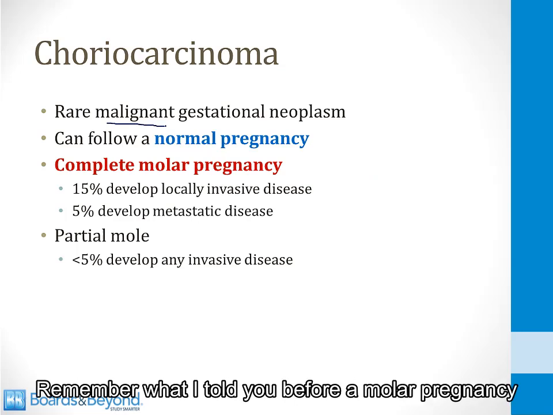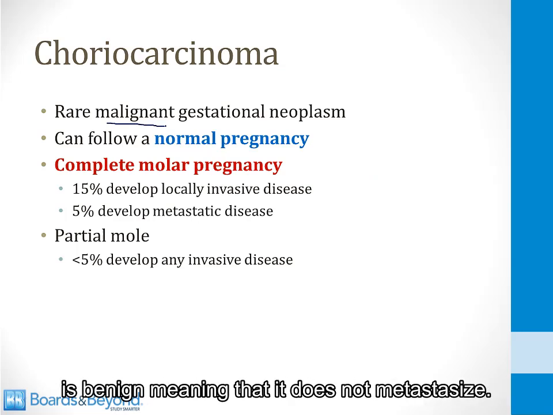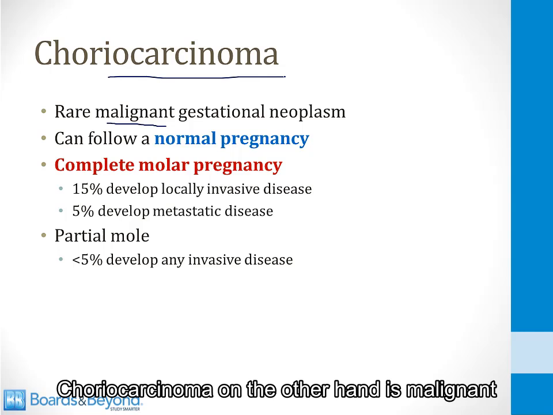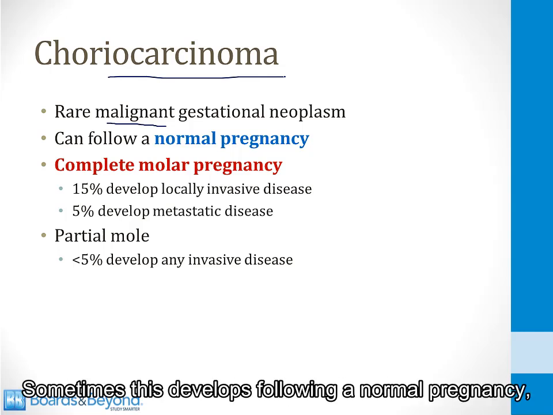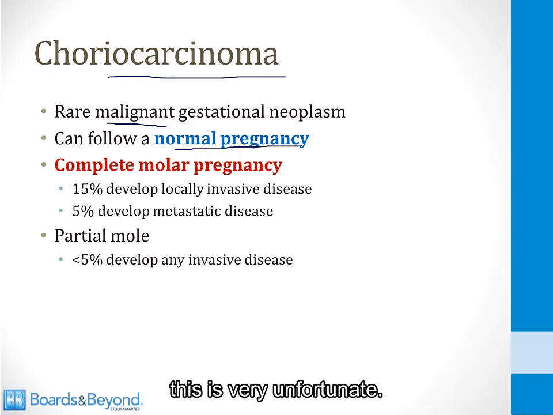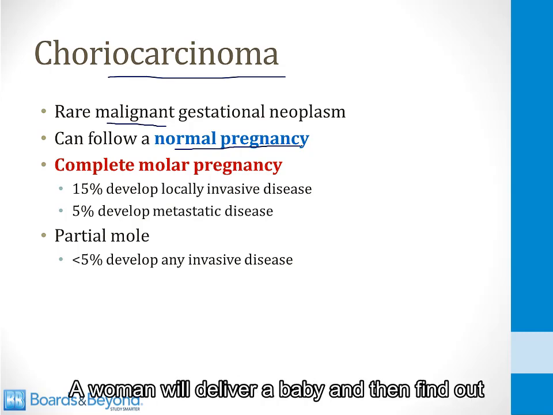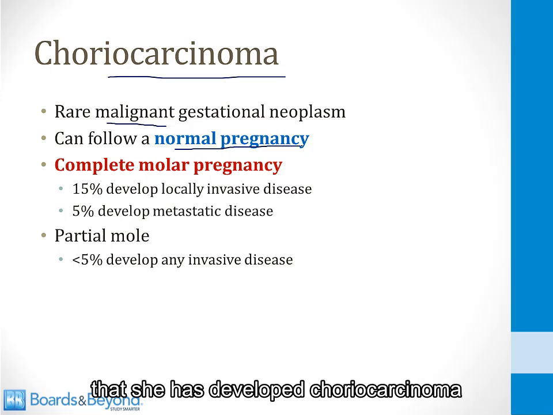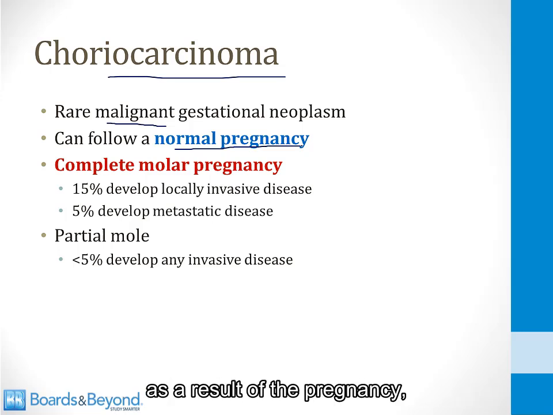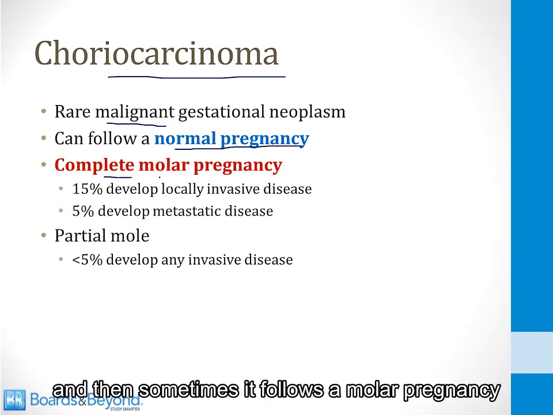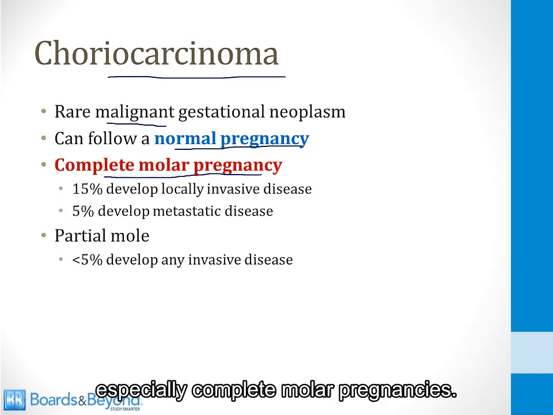Remember what I told you before, a molar pregnancy is benign, meaning that it does not metastasize. Choriocarcinoma, on the other hand, is malignant and can spread. Sometimes this develops following a normal pregnancy. This is very unfortunate. A woman will deliver a baby and then find out that she has developed choriocarcinoma as a result of the pregnancy. It can also follow a miscarriage. And then sometimes it follows a molar pregnancy, especially complete molar pregnancies.